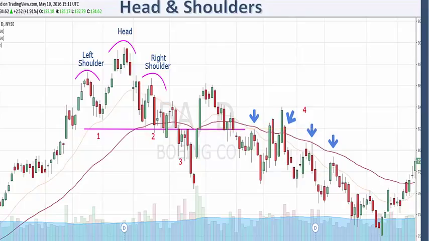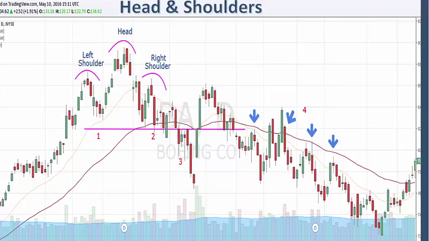After confirming the break in the neckline, the projected price target is found by measuring the distance from the neckline to the top of the head. Now this distance is then subtracted from the neckline to reach a price target. Any price target should serve as a rough guide, and other factors should be considered as well. These factors might include a previous support level, Fibonacci retracements, or maybe a long-term moving average.